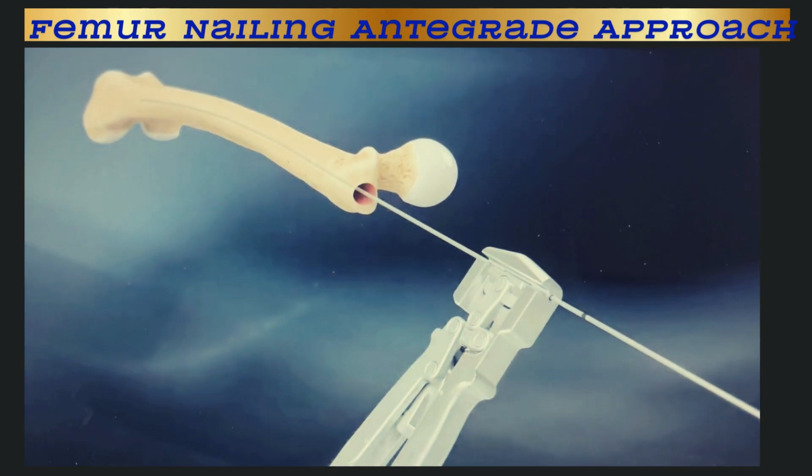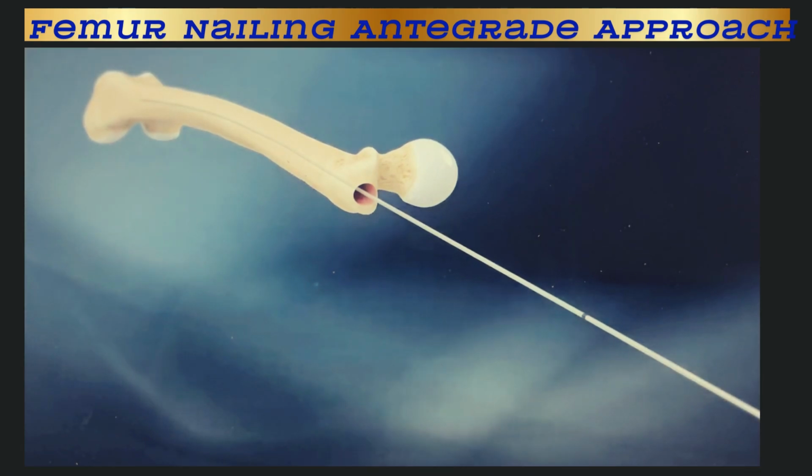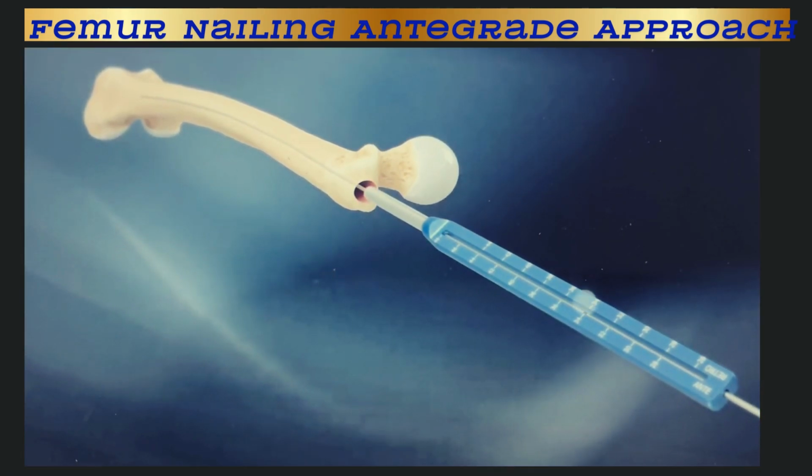Alternatively, a curve reduction tool can be used to assist in fracture reduction. The 3 mm ball nose guide wire can be inserted through the curve reduction tool and into the distal fragment.